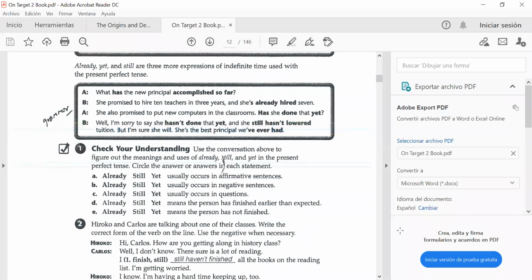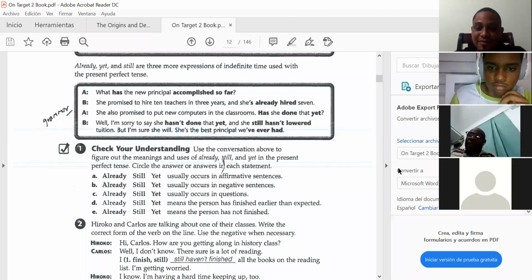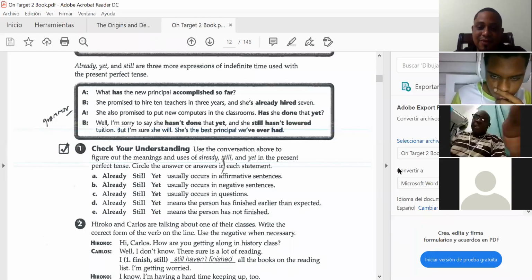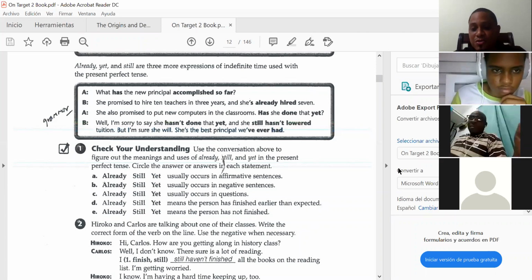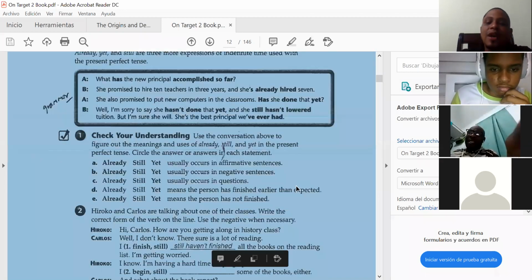Yes. Negative is most when you say yet, not yet. For example, I'm not finished yet. Negative. Negative and questions too, you know? Right. Well, I know you guys know that.